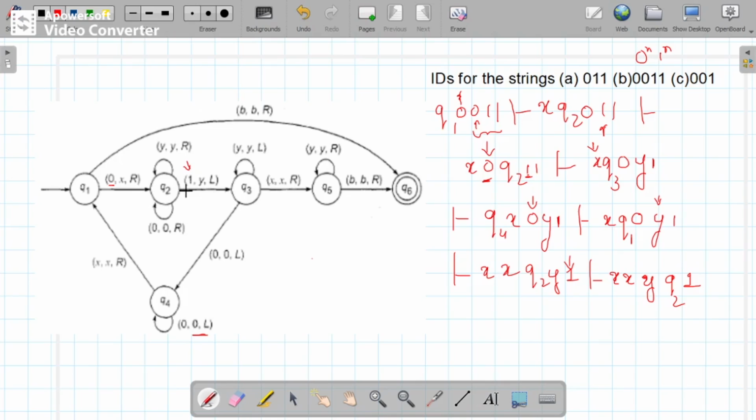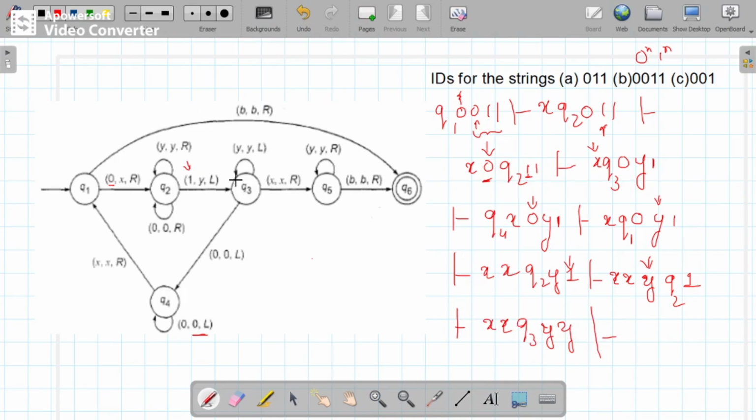Now q2 on 1 goes to where? q2 on 1 goes to q3, but it is taking a left move. So the next character to be processed is this. So let me write xx. Before writing y, let me leave a space. So q2 on 1 here, q2 on 1 is replaced by y. So this one also becomes y. Okay, q2 on 1 goes to which state? That is q3. You have to write here.